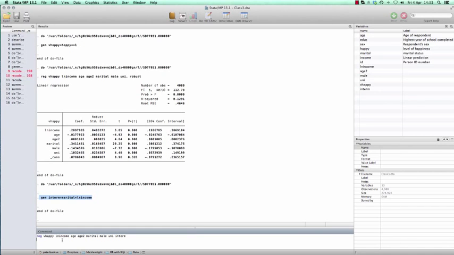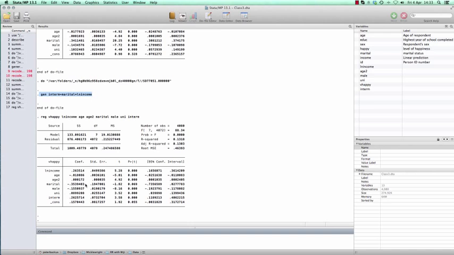We then re-specify our model. So we include income again, log income, marital status, and the interaction term, as well as our other covariates. And we end up with this result. So our income effect is about the same. The effect of age is about the same as the model without the interaction. The effect of marital status seems to have flipped.